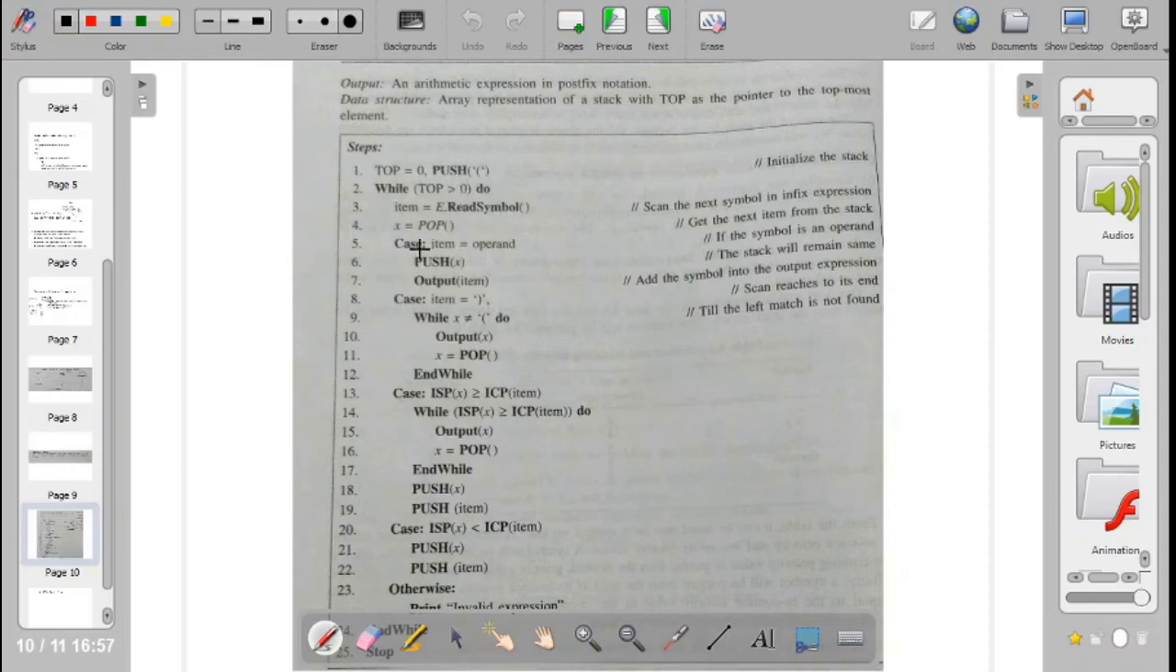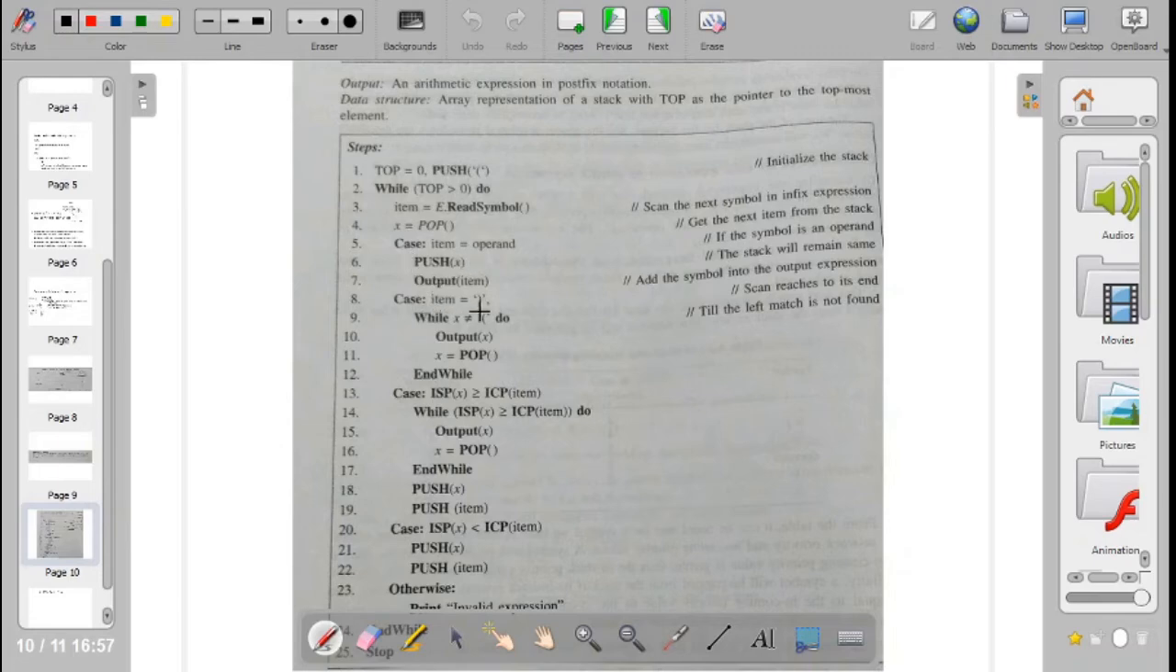Now, if whatever is read is an operand, we already said if an operand is read, you just have to output it onto the postfix expression. So you don't have to do any comparisons with the x value popped out. So you push this back onto the stack.